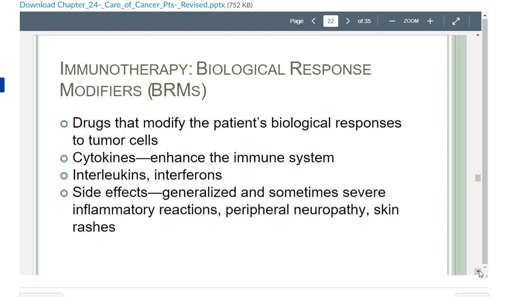Okay, so that's kind of what we're trying to do here, to rev up and increase the immune system, so it will see those cancer cells as a foreign substance and definitely attack it.